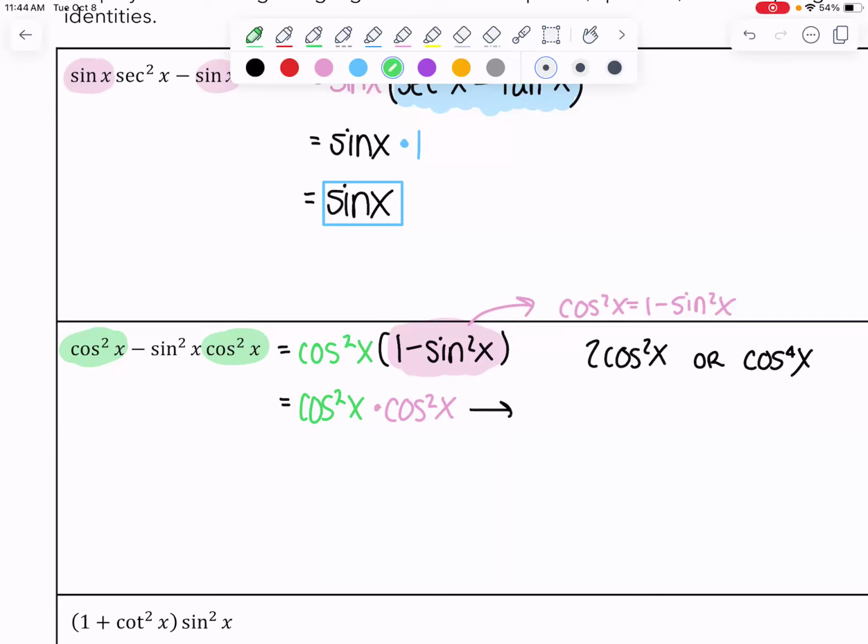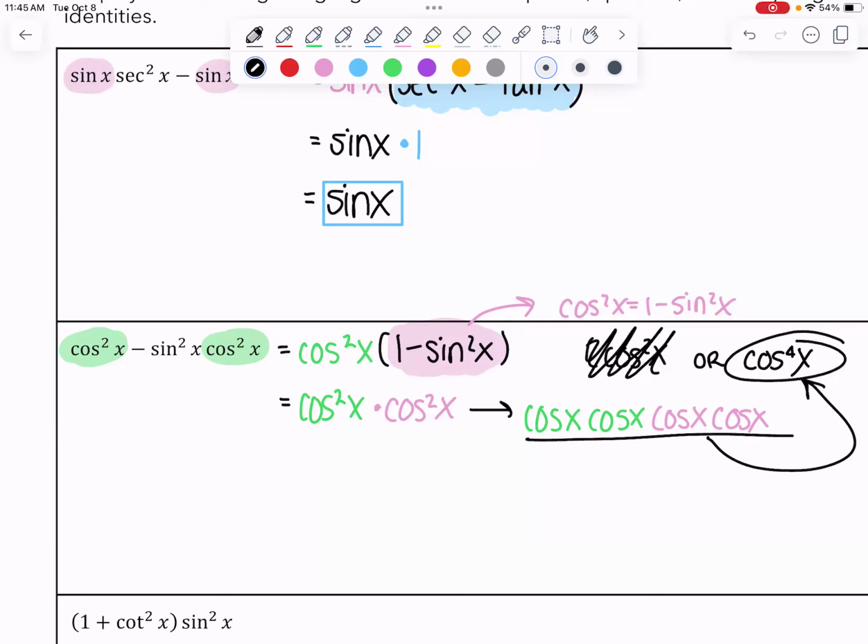So this first cosine squared x, really, that's just the same thing as cosine x times cosine x, right? The cosine squared. And the other cosine squared, same thing, right? It's just how many in a row I'm multiplying. But now I'm multiplying 4 of them in a row, which is the definition of cosine to the 4th x. So it is not this one, it is cosine to the 4th x. And that is the answer. That is as simplified as it can be.